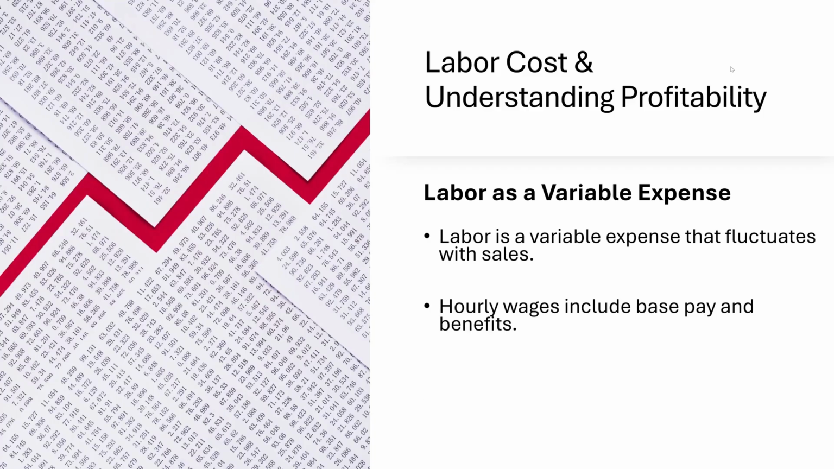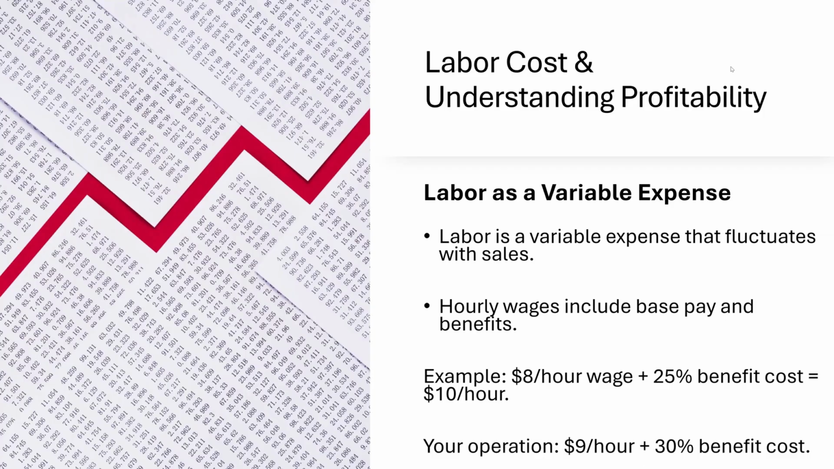Remember, hourly wages include that base pay, but it also includes any benefits for the employee. Now, an example would be something like this. If they get paid an $8 wage, but they also have a 25% benefit cost, then really 25% of 8 is $2. We add that on top of the $8 to get $10 an hour. That's really the wage that we're going to use for our variable expense, not just the $8, but the $10.